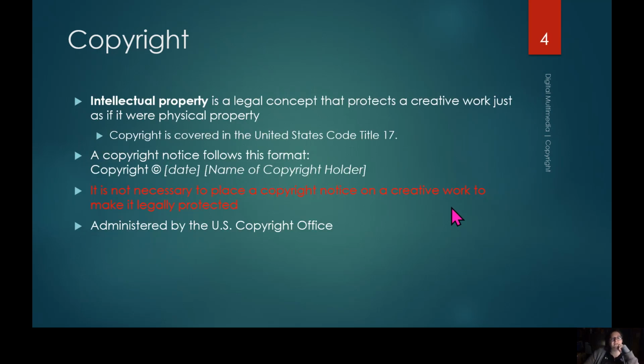So what is a copyright? Intellectual property is a legal concept that protects a creative work just as if it were a physical property. You're going to end up having a copyright notice, which would include the date and the name of the copyright holder. It is not necessary to place the copyright notice on a creative work to make it legally protected. The way this works is that any creative work that you can prove belongs to you is considered copyrighted at the moment of creation.